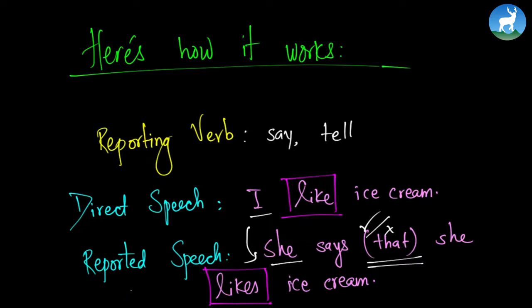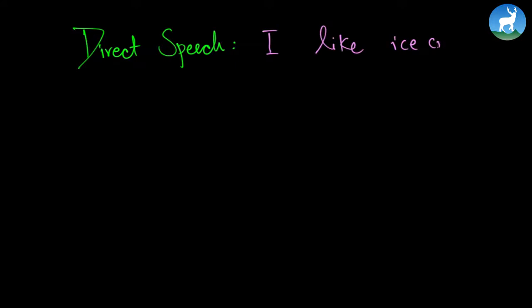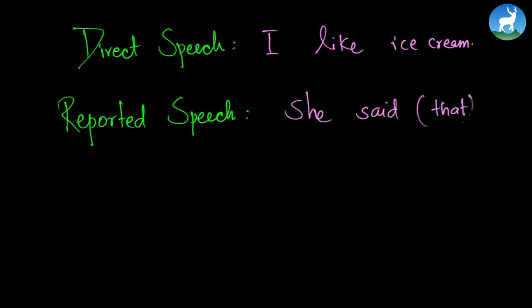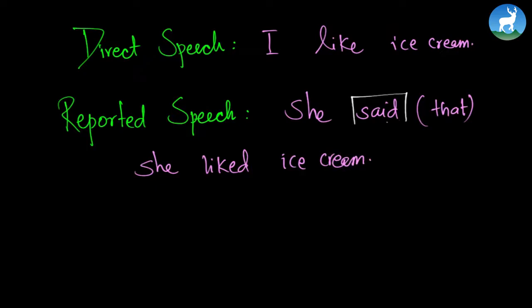But there's one problem. What is the problem? If the reporting verb is in the past tense, this rule won't work. So that's another entirely different rule. Assuming that the reporting verb is in past tense, direct speech would be something like this, similar to that first one. I like ice cream. And what would reported speech be? The reported speech would be, she said that she liked ice cream. Notice we used said, that is optional, so I've kept it inside brackets.